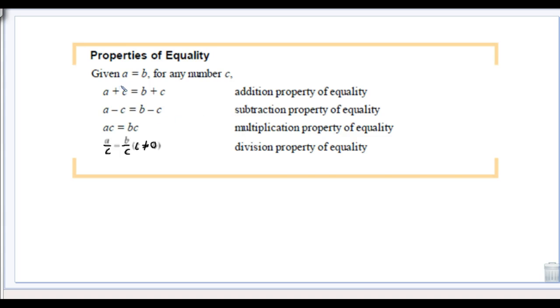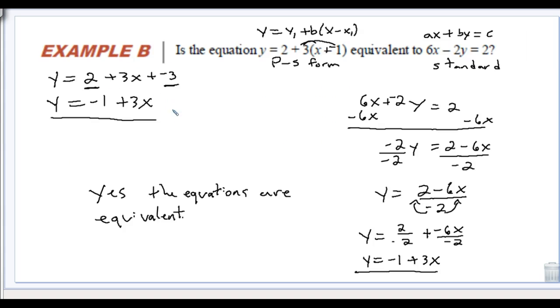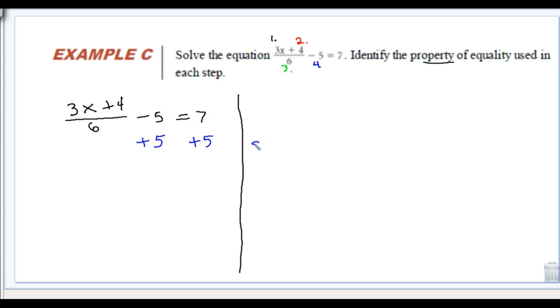Well, what says I can add 5 to both sides of an equal sign? That's the addition property of equality. So I'm going to be able to use this. I'm going to say addition property of equality, all right? So my equation is going to be 3x plus 4 divided by 6 equals, well, 7 plus 5 is 12. All right, good. So I got rid of the 5.